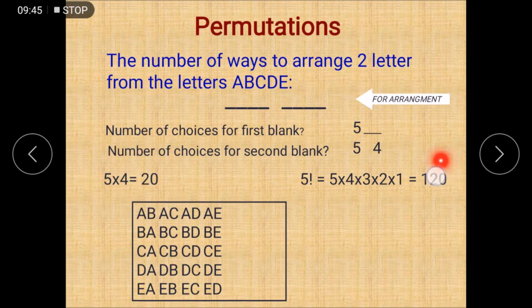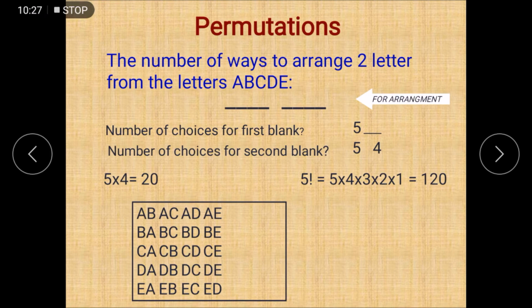But now you see, when I use factorial, 5 factorial means 5 times 4 times 3 times 2 times 1, but it will come out with 120, which is not correct here. Something is missing, or something has to be adjusted. Meaning I do not need the 3 at the back here. The word factorial means I will arrange everything, all 5 letters. But if there are only 2 spaces to arrange from the 5 letters, I have to cancel some of the possible outcomes.